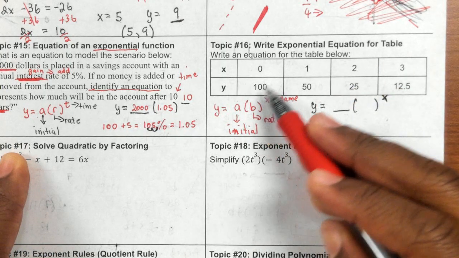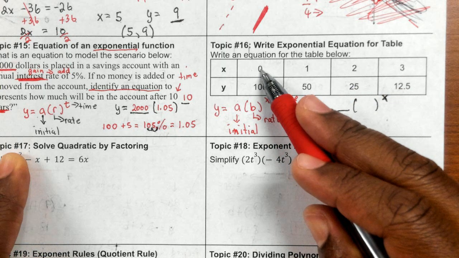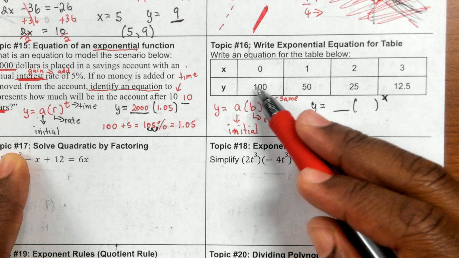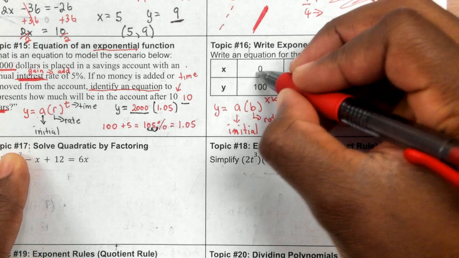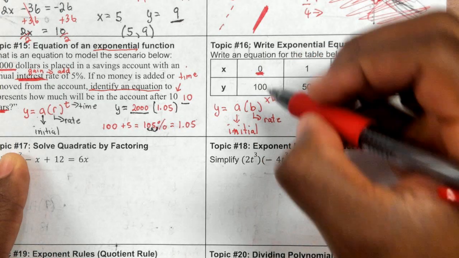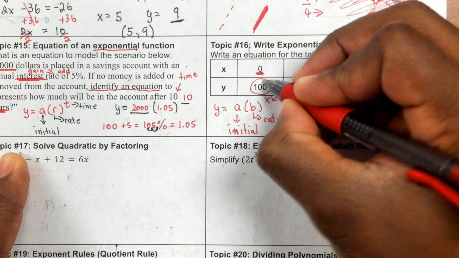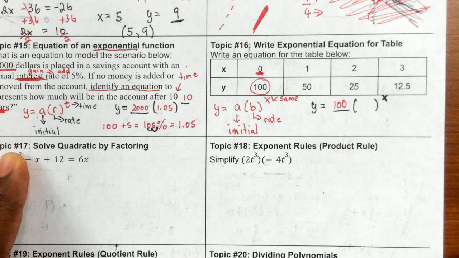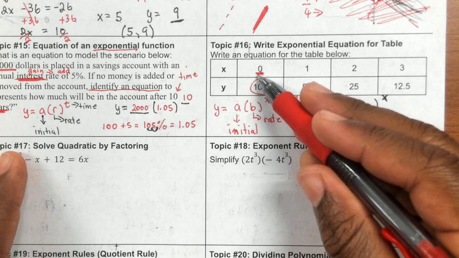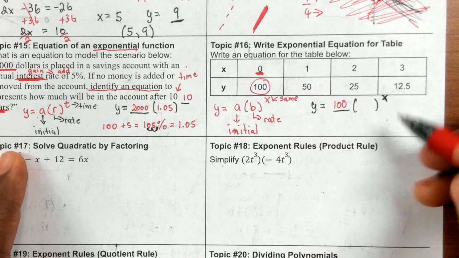Your initial is whatever you start with, guys. In this case, your initial value will be the y value when your x value is 0. So I'm going to look for when x is 0, and then what y value do we see? 100. So that 100 will be my initial. Again, you look for when your x is 0.